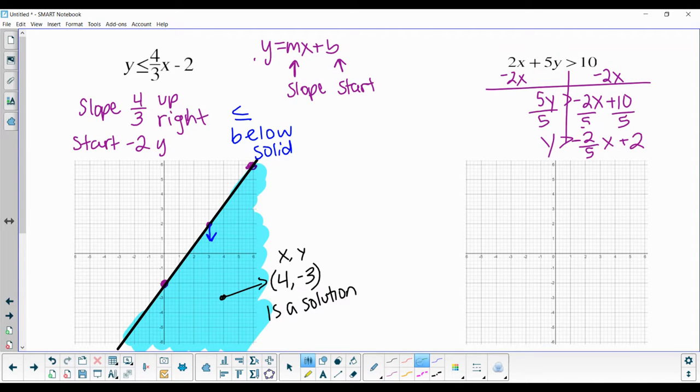So now, over here on the side, I know that my slope is -2/5, so that means I'm going to go down 2 and right 5. And my start is at +2. I can now also determine that this symbol means that it's going to be above and dashed. So I'll start at +2. I will go down 2 and right 5.